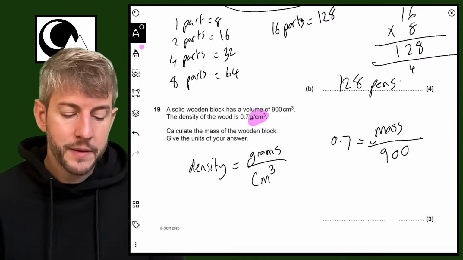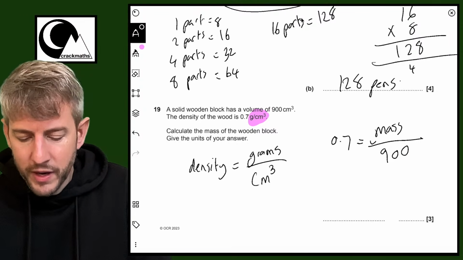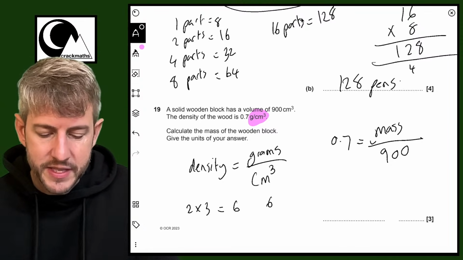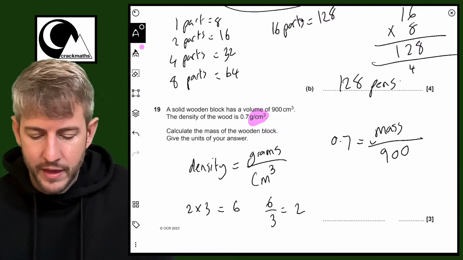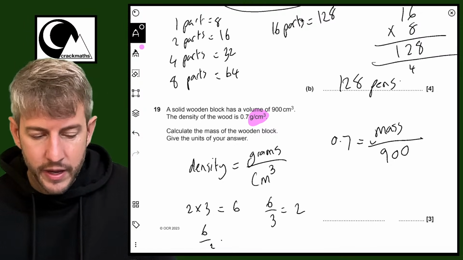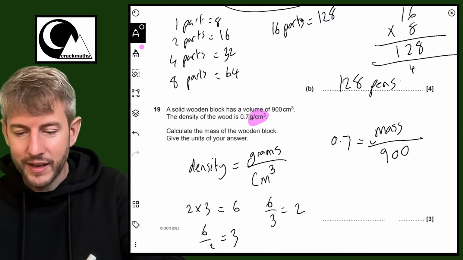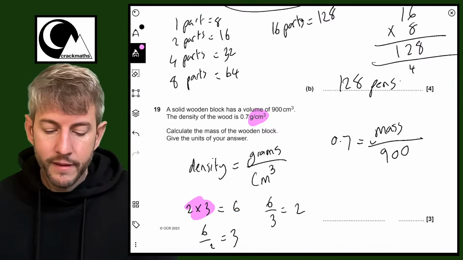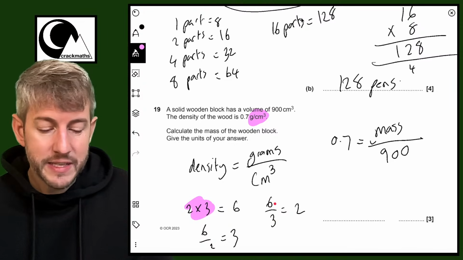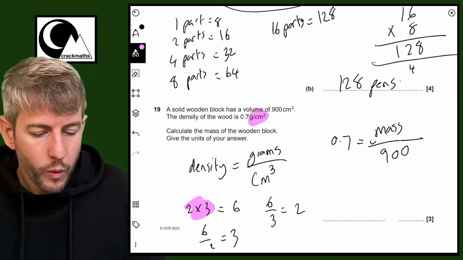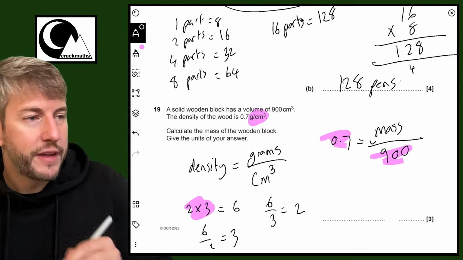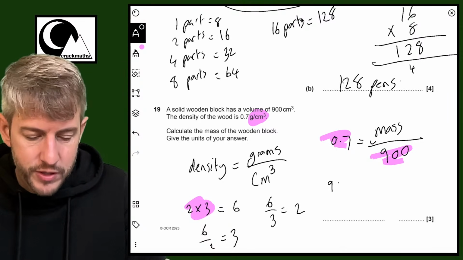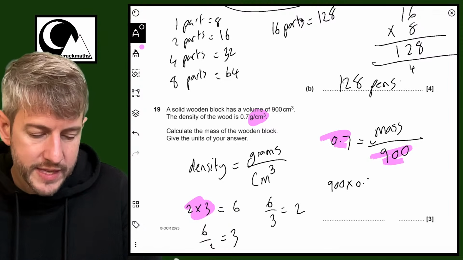Remember, if I've got 3 numbers like this, I can do my 2 times 3. If 2 times 3 equals 6, then 6 over 3 equals 2, and 6 over 2 equals 3. So when you multiply 2 numbers together to get the third one, whenever that number is divided by one of these, it gives you the other one. So we've got to multiply these 2 things together: 900 times 0.7.